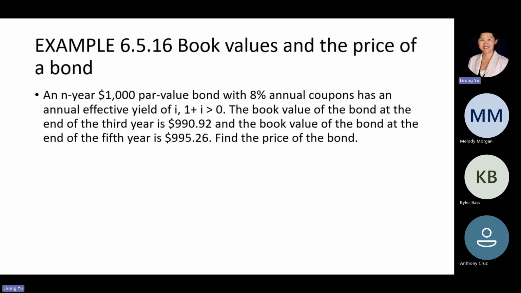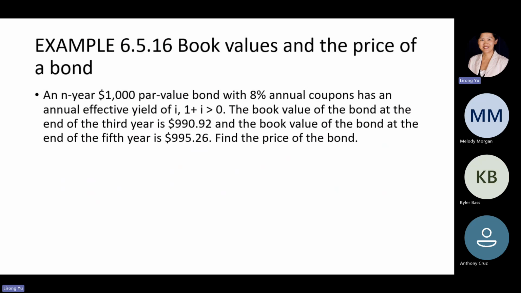I is not given. The book value of the bond at the end of the third year is 990.92. The book value of the bond at the end of the fifth year is 995.26. Find the price of the bond.